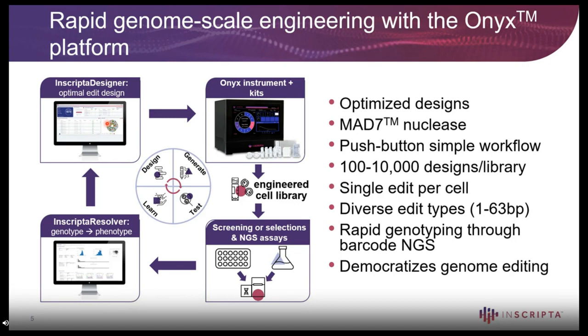After you've designed your library and placed your order, that initiates the manufacturing of the reagents and consumables that are necessary to build that library. In about 3 weeks' time, the reagents and consumables will arrive. You put them in the second part of the platform, which is the Onyx instrument itself. So you put those reagents and consumables into the instrument, along with the cells that you want to build this library in, and you press go.